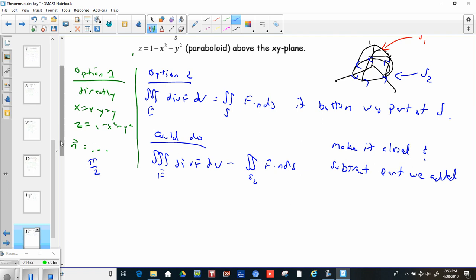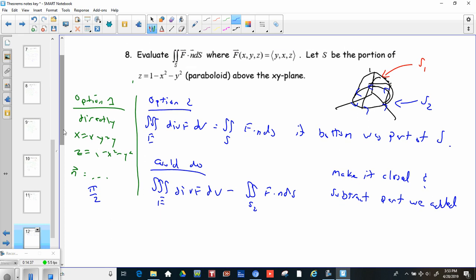So if we wanted to, let's go ahead and figure this out. The divergence, remember the divergence is del, so it's ddx of this first piece, that's nothing. ddy of this piece, that's nothing. ddz of this piece is 1. So the divergence of f is 1. The base of this thing is circular, so it's going to be best to do this in polar.